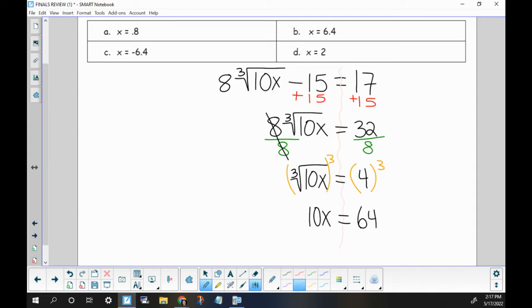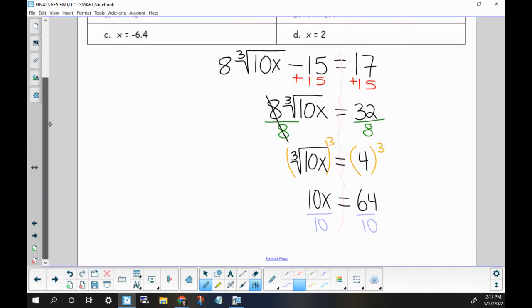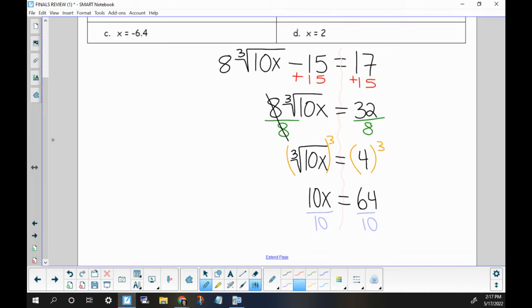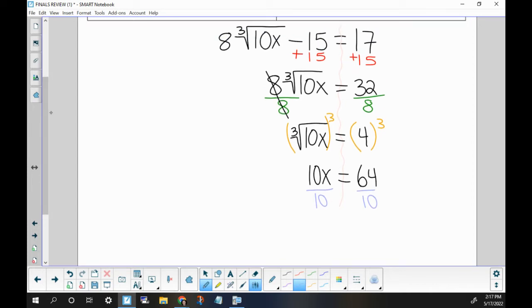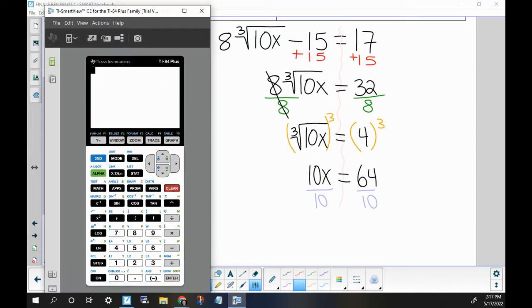Now, how do we finish this problem? Divide each side by 10. And what is x equal to? It's a decimal, 6.4. We would plug this in our calculator as 64 divided by 10, and we would get 6.4.